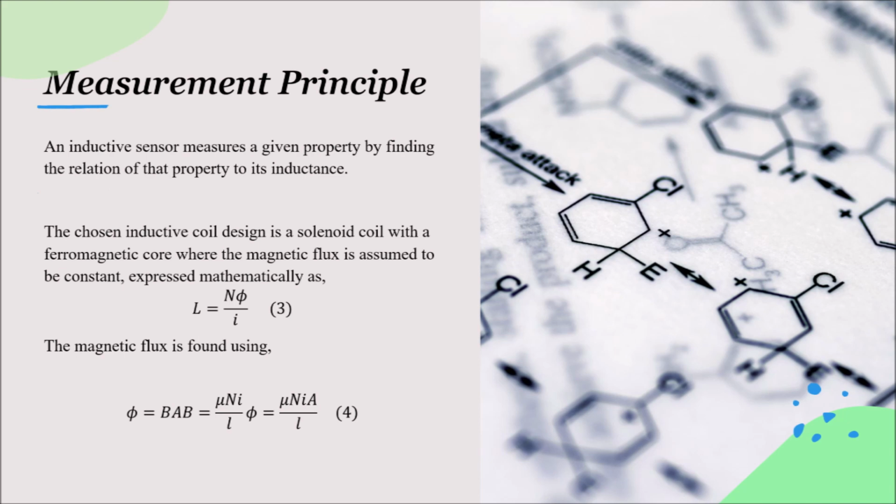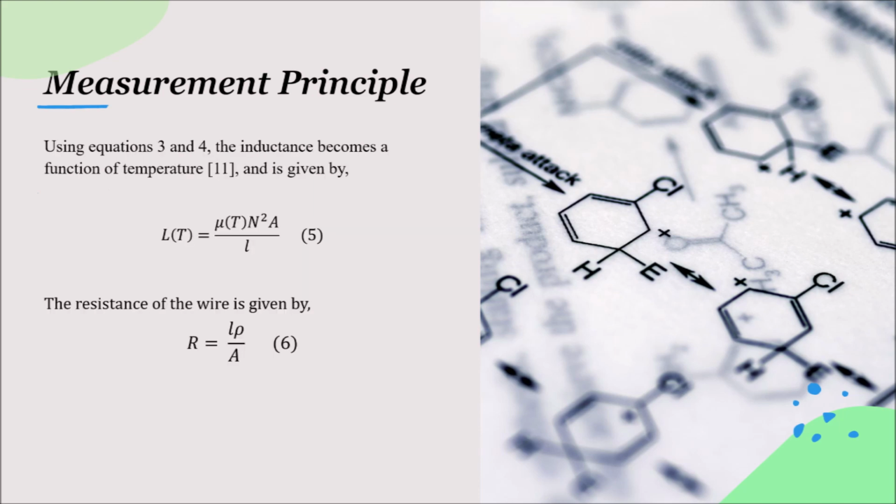The total magnetic flux is found from equation 4 using cross-sectional area A, the magnetic permeability mu, and the length of the solenoid. The cross-sectional area A, number of turns N, and the length of coil are all constant. Mu is not a constant and can be represented as a function of temperature. Hence, inductance becomes a function of temperature, which is shown in equation 5.